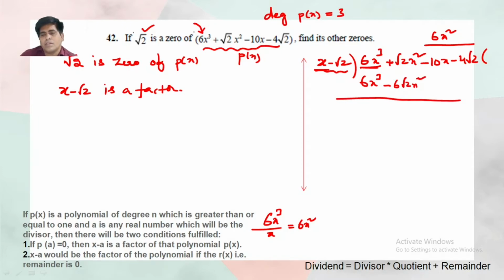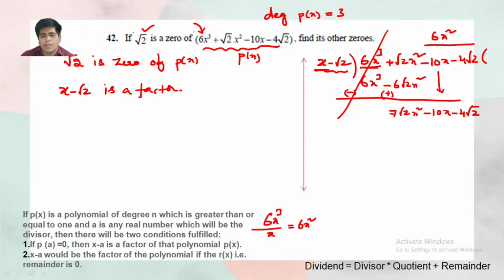So subtract it. While subtracting, plus becomes minus and minus becomes plus. Need to change the signs. Now what I got here: 6 root 2 x square and root 2 x square, total 7 root 2 x square. Next, I am copying the other values, so this is minus 10x minus 4 root 2. I have just copied this value.